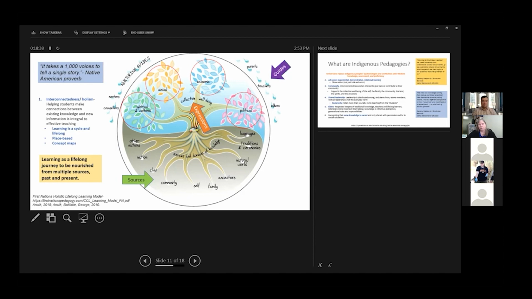This model essentially says that for the roots, you have very many sources of knowledge: community, self, family, ancestors, the nation, languages, environment. Leading into branches and leaves, these are the different expressions of knowledge you can get from these sources, all modified and molded and created through the lifelong cycle from all these different types of guides, one of which is teachers.